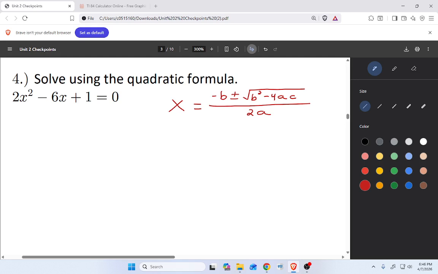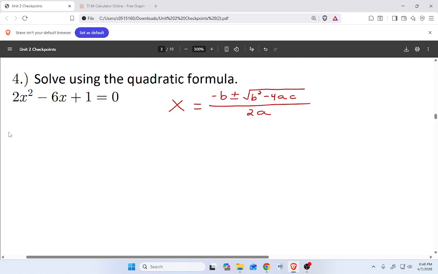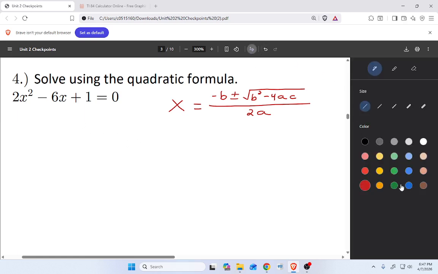And we do need to make sure that our equation is in standard form. Thankfully it is. Standard form is ax squared plus bx plus c equals 0. It has everything on the left side, equals 0 on the right side, and then it always goes x squared, and then x, and then whatever constant you have. So we can identify the a, b, and c from here. I can write down that a is equal to 2, and b is equal to negative 6, and c is equal to 1.